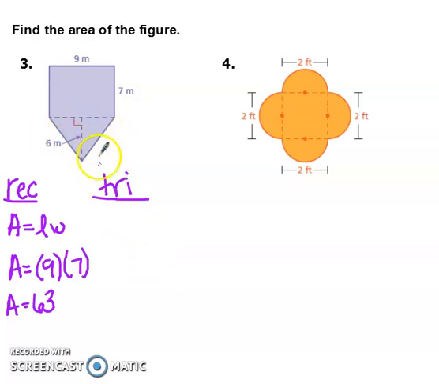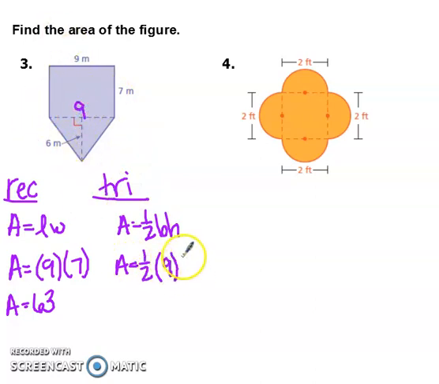I also have this triangle. The area of a triangle is 1/2 base times height. 1/2. The base is 9, because this is a rectangle. This is 9. And the height is 6. Remember, you can multiply in any order that you want to, because multiplication is commutative. 1/2 of 6 is 3, and 3 times 9 is 27.